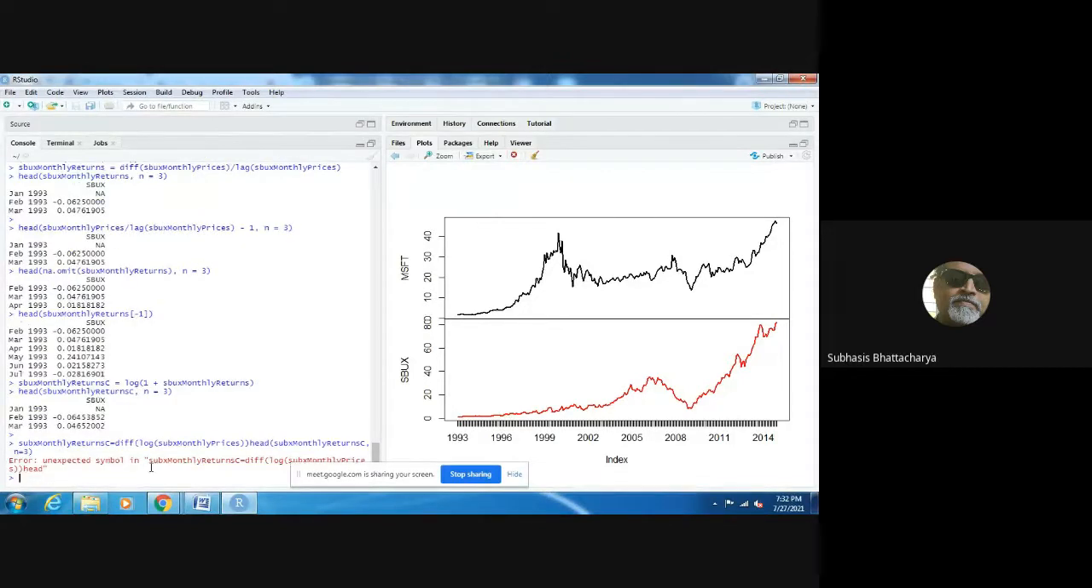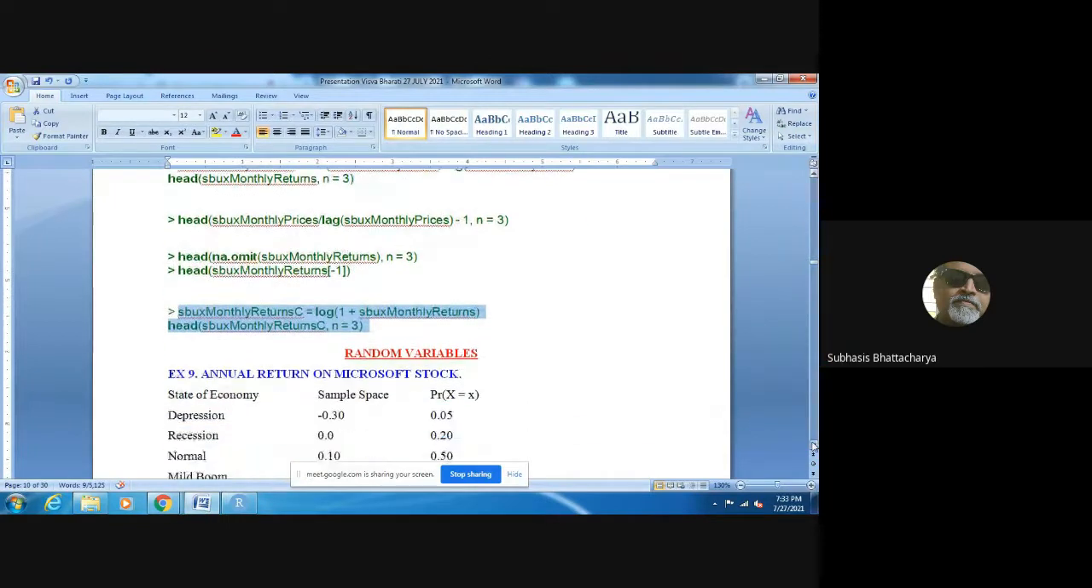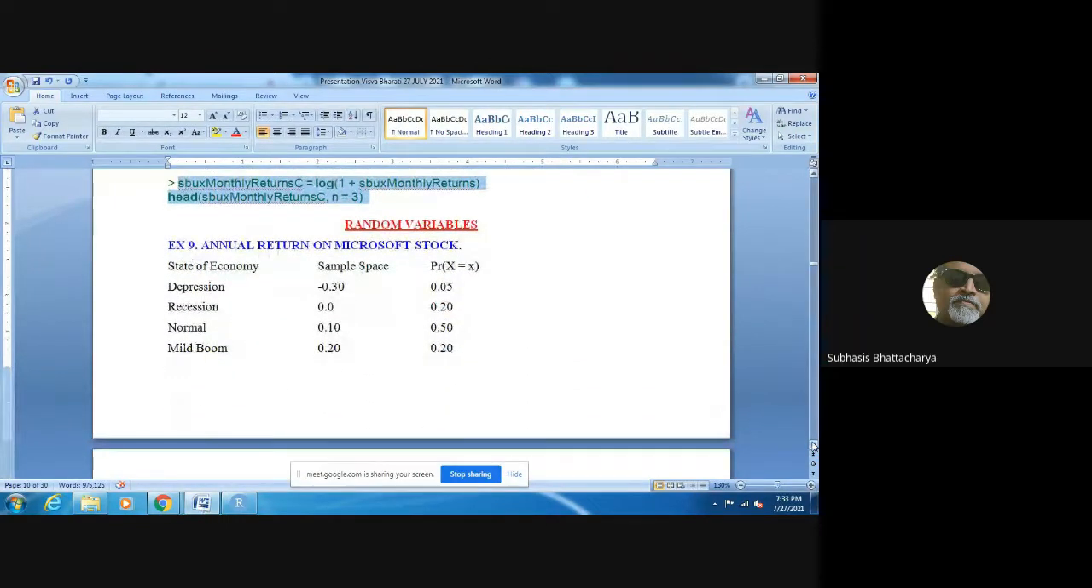So there is something missing. Okay, so we can estimate this by estimating the values, that is 1993 January, February, March. Okay, so now you get the things, that is basically we are dealing with some random variable. That is, the random variable is what, that is you have some probability.